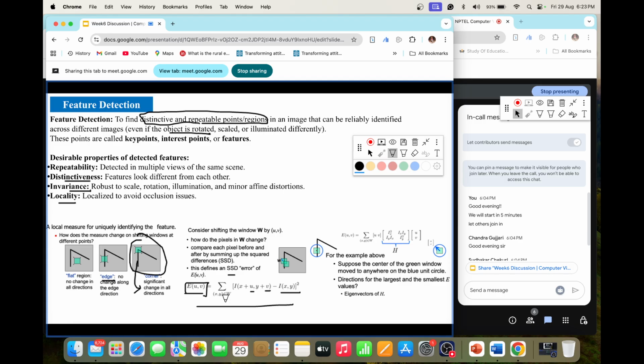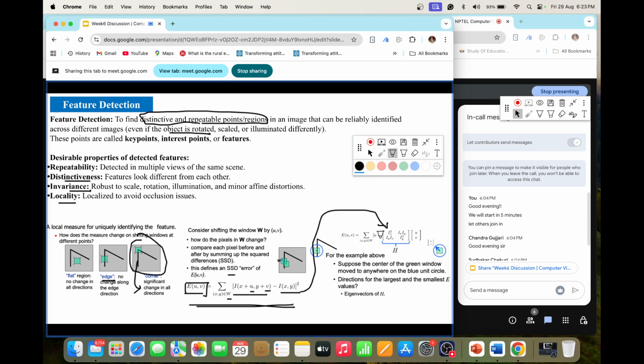That means over the whole window, x, y can be many points, x1 y1, x2 y2, like that over the whole window. So the intensity of the new point minus the intensity of the old point, and the square of it. That is the sum of squared error. This can be found out like this, but it can also be mathematically simplified like this.